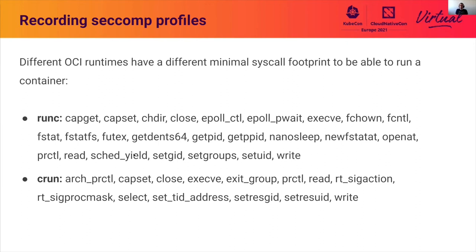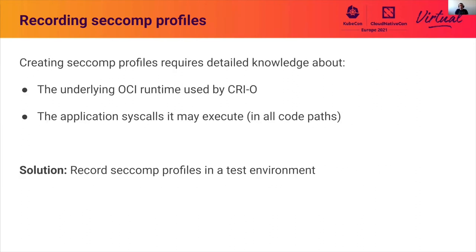This is a main drawback, because if you now want to create seccomp profiles, we are required to have detailed knowledge about the underlying OCI runtime used by CRI-O, how the cluster is configured, and which version we actually use. So we also necessarily need the application syscalls, which may be executed in all code paths. And if we miss a code path, then it may be possible that the workload gets terminated during runtime, which is actually not what we want.